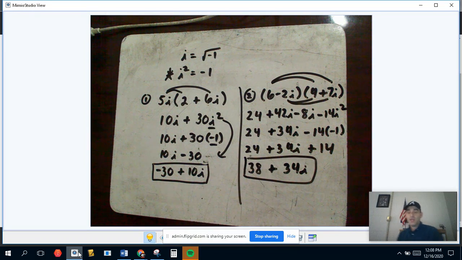Just remember, i squared changes to -1. And otherwise, you're treating i like a variable. Multiplying complex numbers.